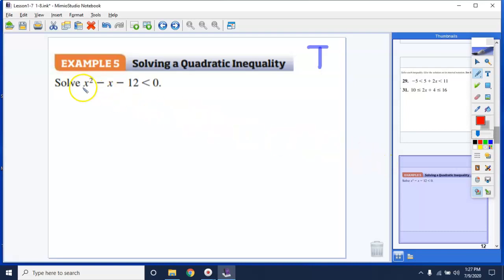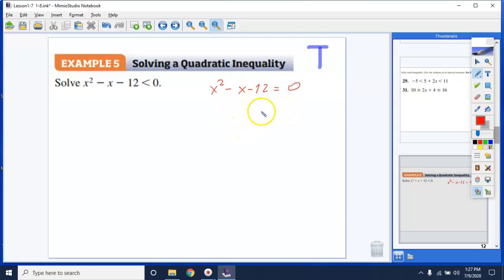Here we are. What about if we see a quadratic inequality? How do we solve this inequality? Okay, this one has a couple of steps. Make sure you follow carefully. So step 1, I'm gonna assume it's equal to 0. All right, x squared minus x minus 12 equals 0. I'm gonna solve like this.